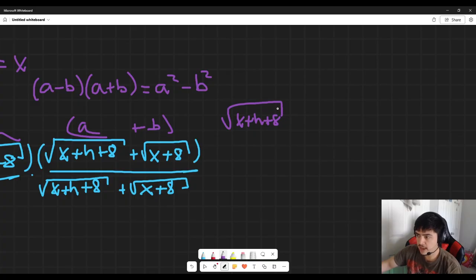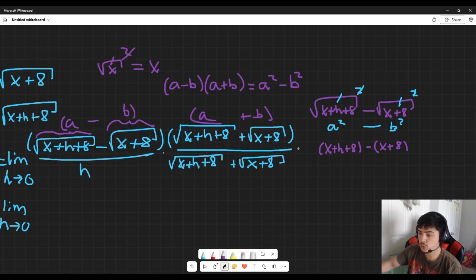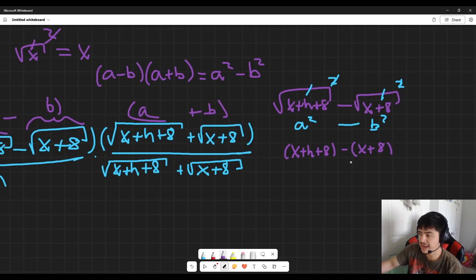And then it's going to do this minus, and then minus our b, which was the square root of x plus 8. And notice that if we were to square both of these terms, this and this would cancel, and this would cancel, right? This is our a squared minus our b squared, like I said. So now that we squared them, the square roots go away, and we're just left with x plus h plus 8, with this minus in the middle of just x plus 8. And now we don't have any square roots on the numerator, which is nice. Now we can combine like terms.